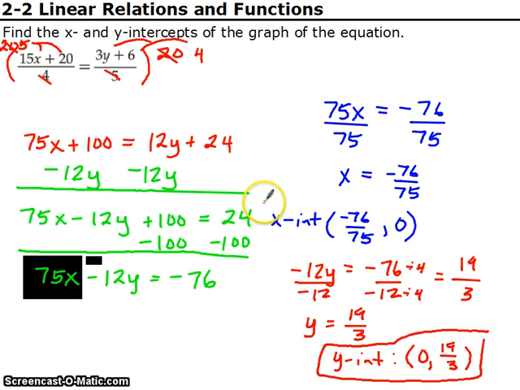So those two are kind of ugly. Most of the time when you're doing x and y intercepts, especially if I'm going to ask you to graph it later, they'll come out to be nicer numbers. You might still get fractions, but it'll be like a 1/2 rather than 19 thirds, which is kind of a weird one to graph.